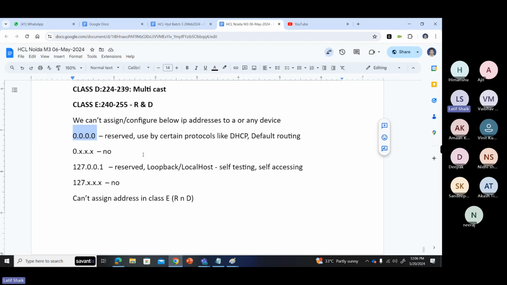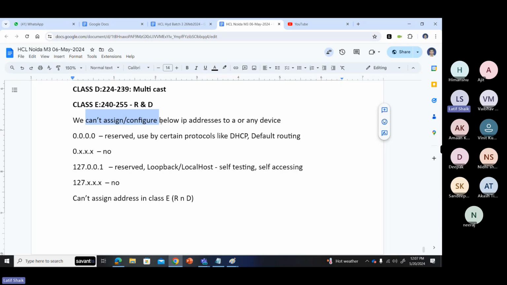a DHCP server. And the entire 0 series, starting with a 0 and the next octet being anything, we cannot assign. We cannot use means we cannot assign or configure these IP addresses to any device. Any device.